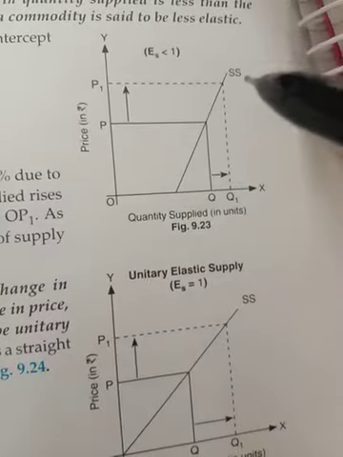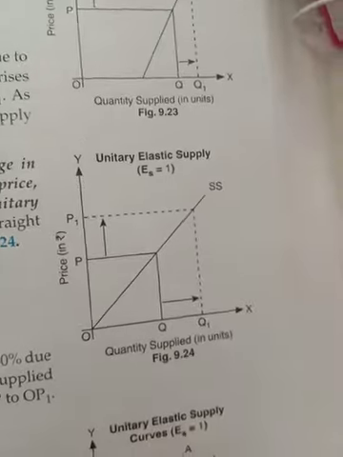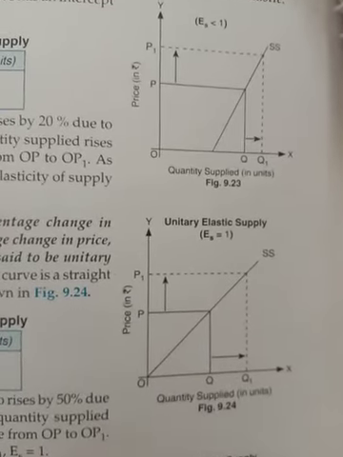So you have to learn that for highly elastic, the supply curve starts from the intercept of the y-axis. For less elastic, it starts from the intercept of the x-axis, and for unitary elastic, you have to start the supply curve from the origin. Now these are all the degrees of elasticity of supply.